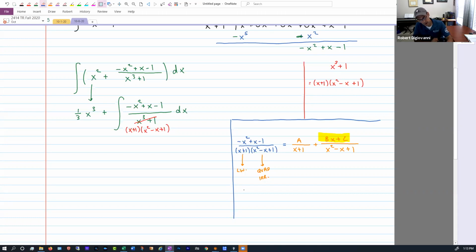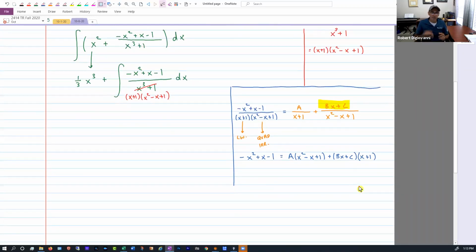Okay, so now we clear the fraction. We multiply both sides by the denominator of the first one, so it clears out the fraction on the left. On the right, we still have the A. The x plus 1 cancels, so I have the x squared minus x plus 1 still there. And then the other one, I still have the bx plus c, and the quadratic factor cancels, but I still have the x plus 1.